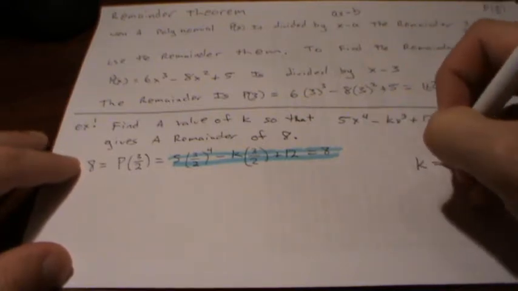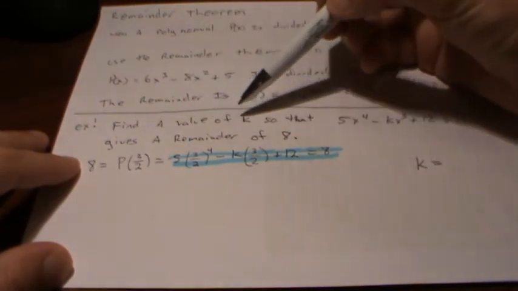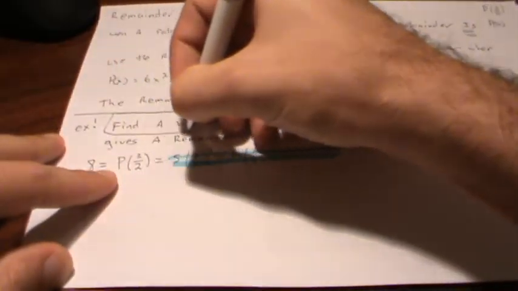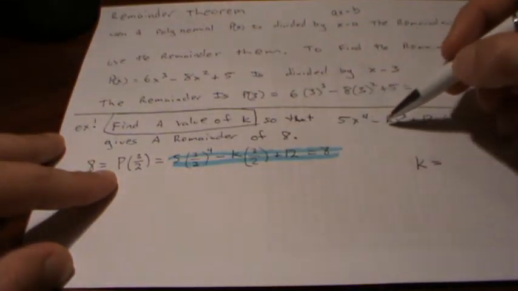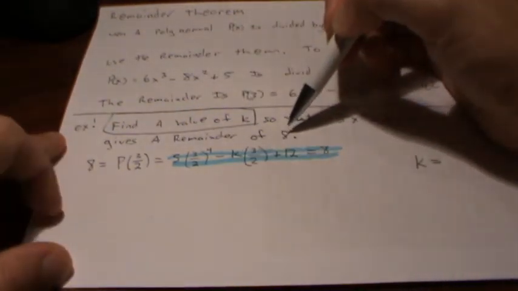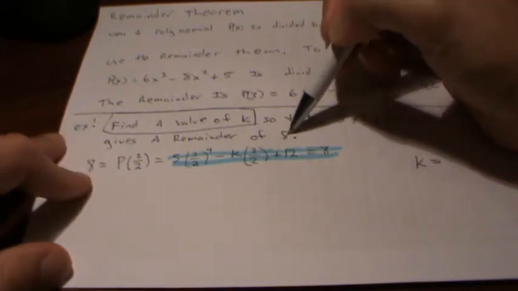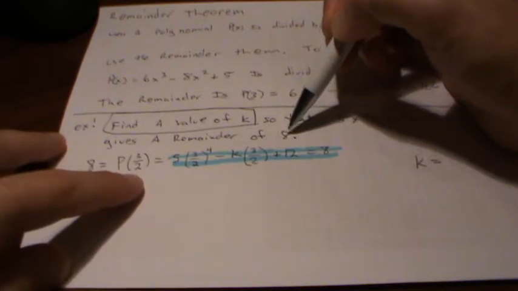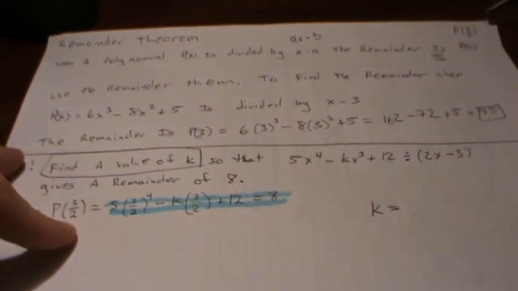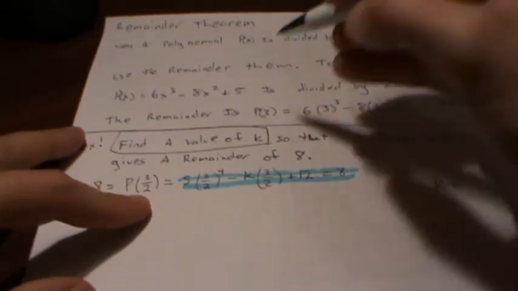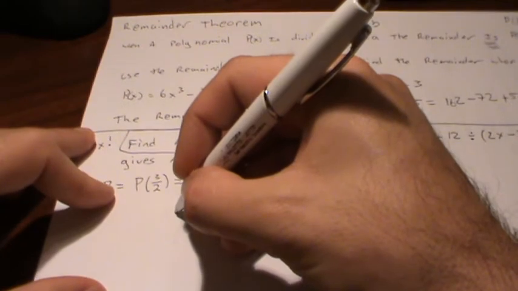k is equal to some number. And remember, the first question is find a value of k. That's basically what we're looking for, so that when this is divided by this, I get a remainder of 8. What I'm going to do now is take my 8, put it here, and set it equal to this, which the remainder theorem tells me is the remainder. And so now I'll do this algebra here.